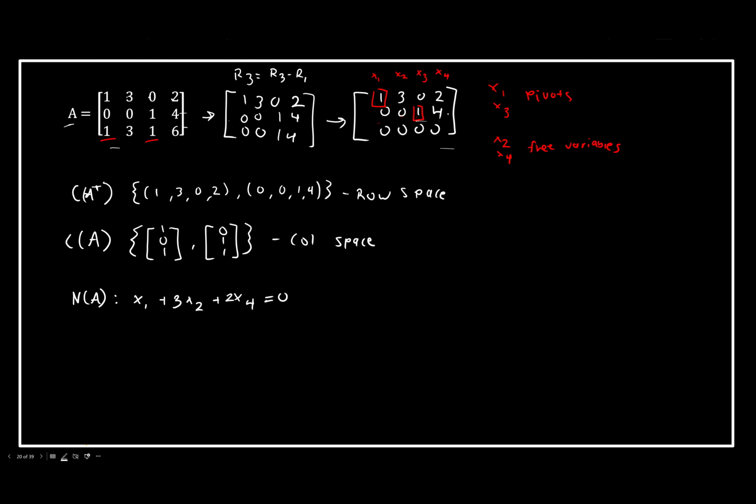And then our second row right here tells us that 1x3 plus 4x4 equals 0, right?